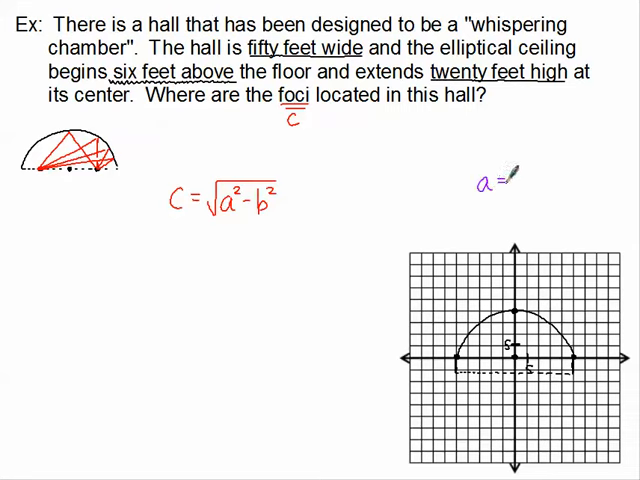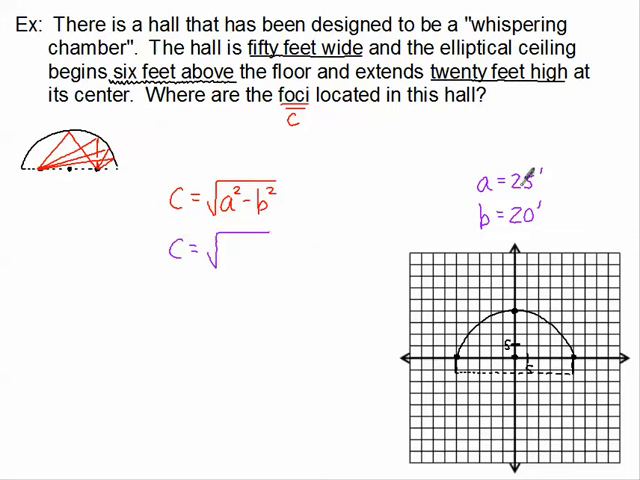Well, I'm pretty sure we can find A and B pretty easily. A is the distance from the center to one of the vertices, and it looks like that's 1, 2, 3, 4, 5 tick marks. But remember, each tick mark represents 5 units, so that's actually 25 feet. That's what A is. And B is the distance from the center to one of the co-vertices. So if this is one of the vertices, this must be one of the co-vertices, and that's 1, 2, 3, 4 tick marks, which would represent 20 feet. So I know the values of A and B, so C should not be that difficult to find.